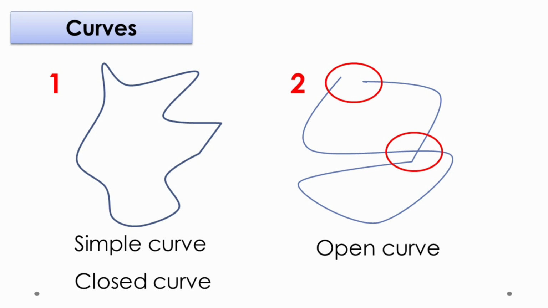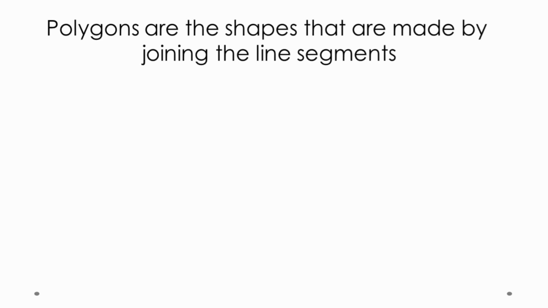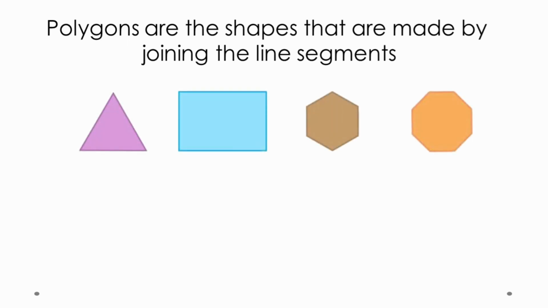Let's move on to our next topic, that is polygons. Polygons are the shapes that are made by joining line segments. All these shapes can be termed as polygons as they are formed by joining the line segments. So, all squares, triangles and rectangles are polygons. Let's compare it with this shape here. In this shape, we do have three line segments, but on one side there is a curve. So, this will not be termed as a polygon.